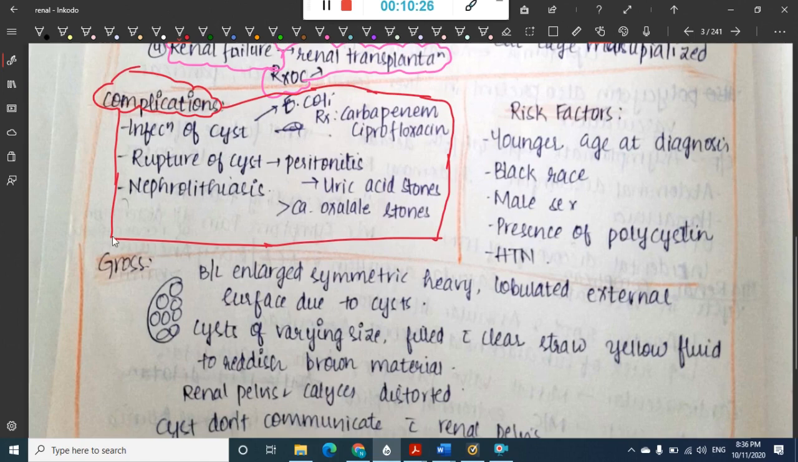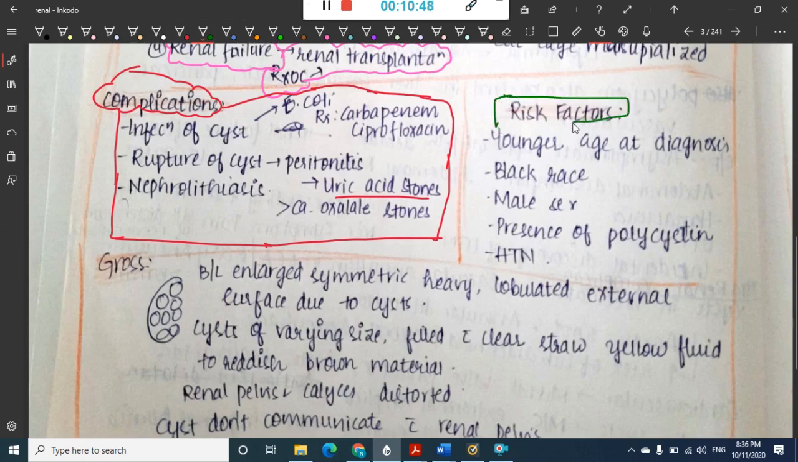There can be rupture of the cyst. Whenever there is rupture of the cyst, the fluid in the cyst enters the peritoneal cavity, leading to peritonitis. It can also cause nephrolithiasis. This nephrolithiasis is most commonly due to uric acid stones followed by oxalate stones. So these are the common complications of polycystic kidney disease.